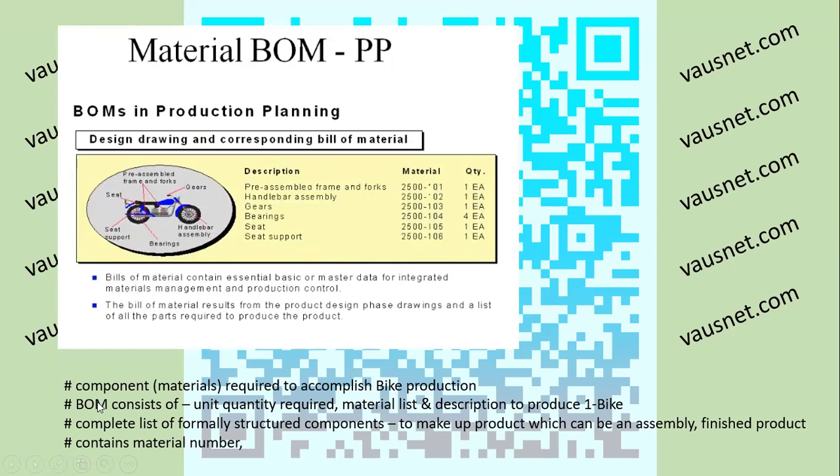And a bill of material consists of unit quantity required, these quantities, material list, and description. This is a description to produce one bike. A complete list of formally structured components. I mean, this is what is actually going into assembly or production to make one bike, to make a product which can be an assembly or finished product. It contains material numbers.